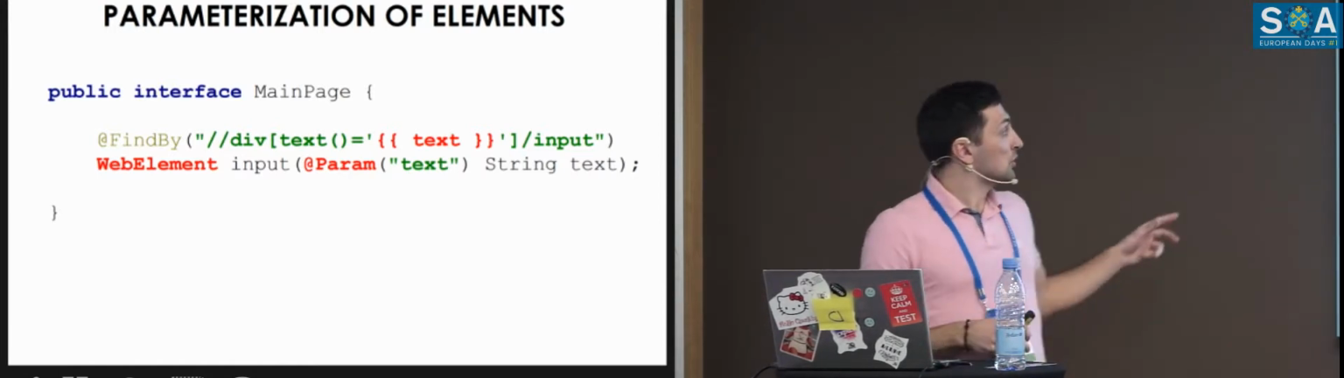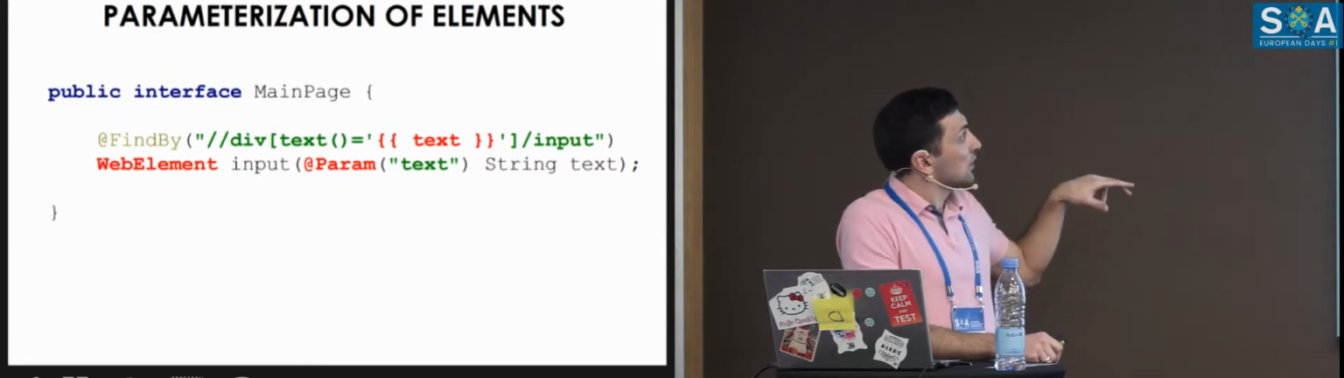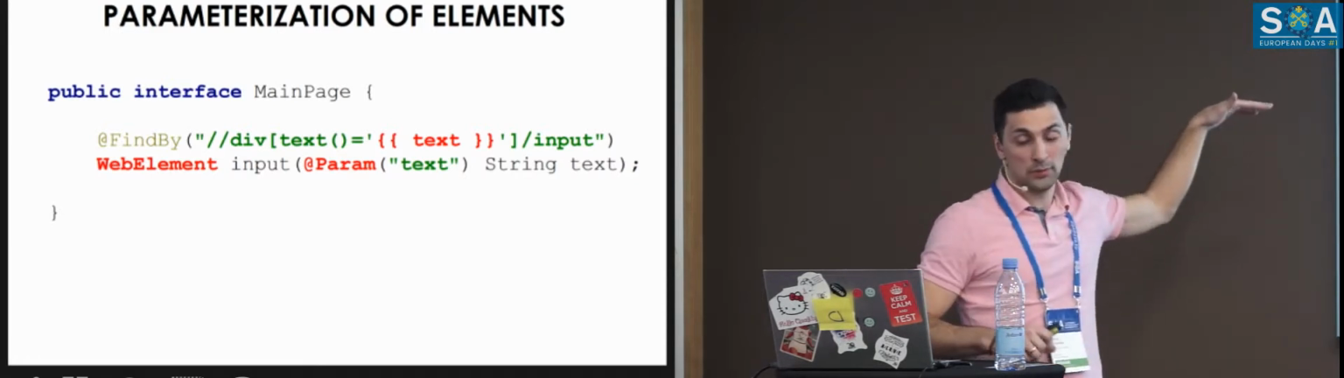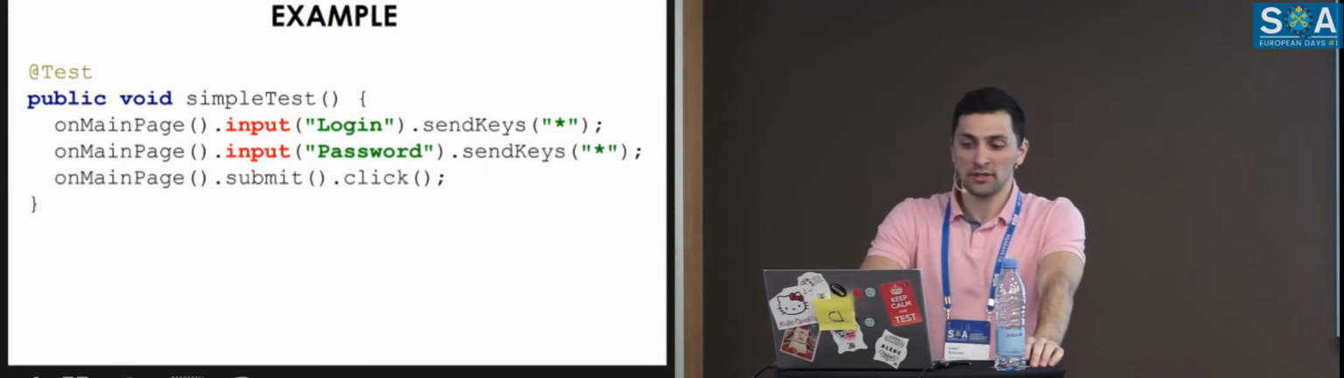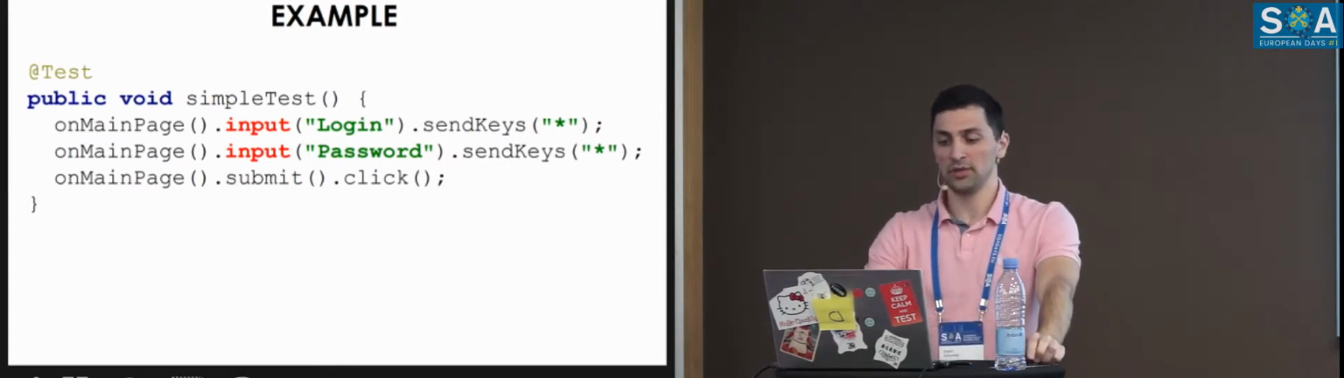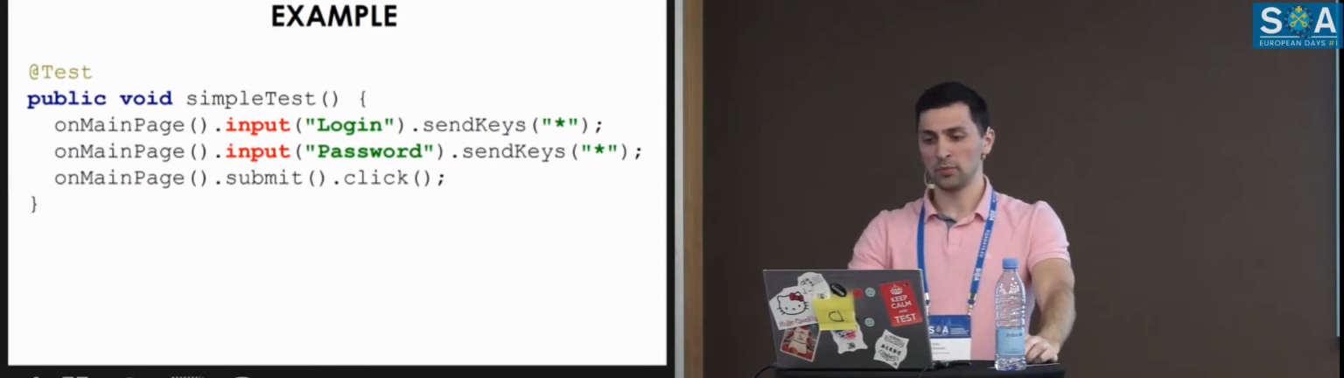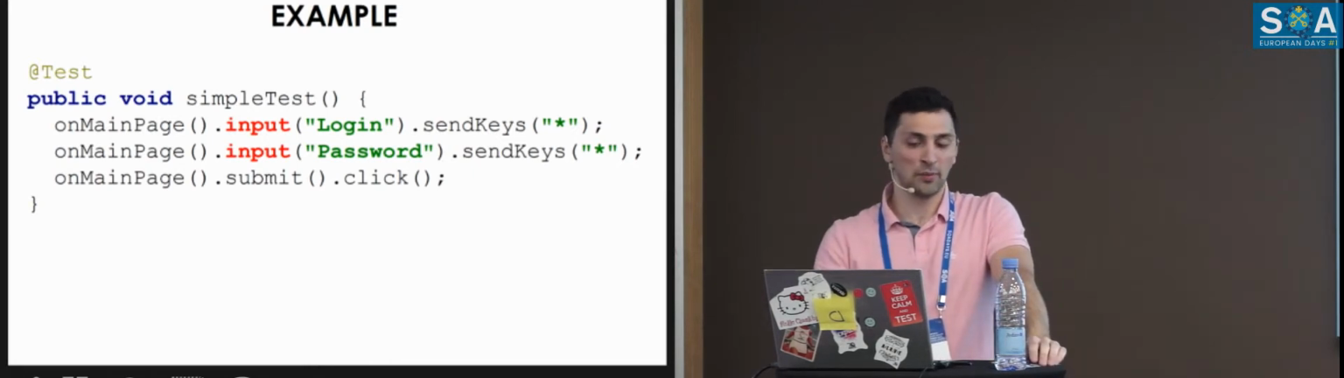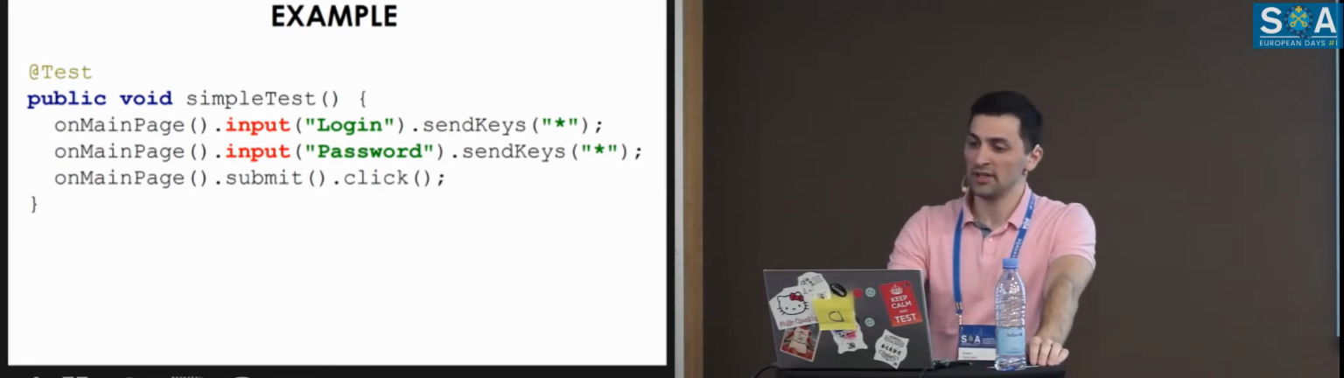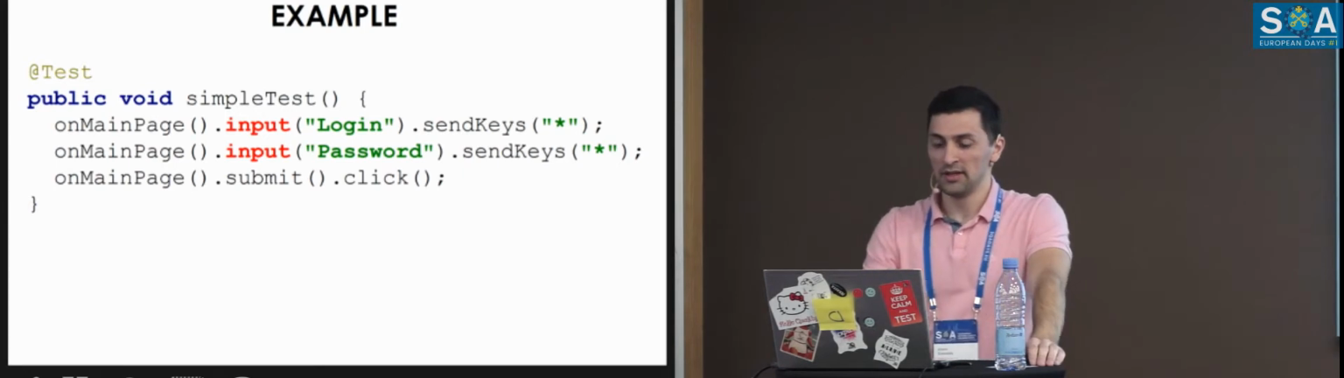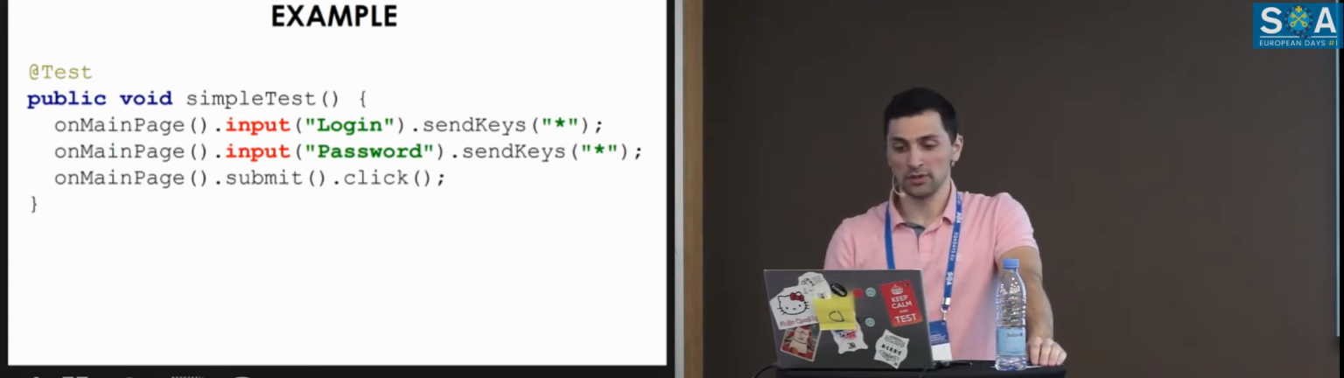And in your test, it will look like this example. First, we get context of our page. Then we use parameterized element. We set our param, login or password, and then we use Selenium API methods. For example, sendKeys, click, and another method which you want.